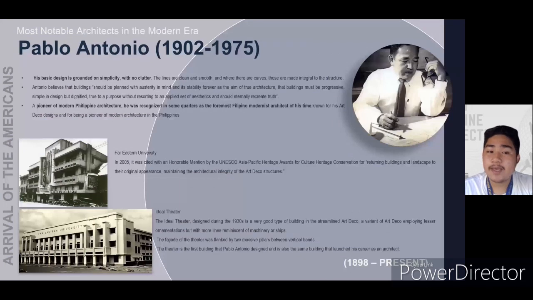Next is Pablo Antonio. His basic design is grounded on simplicity with no clutter. Isa rin siyang pioneer of modern Philippine architecture at kilala in some quarters as the foremost Filipino modernist architect. Ang famous work niya ay ang Far Eastern University at Ideal Theater.